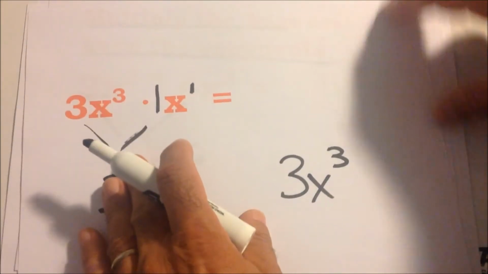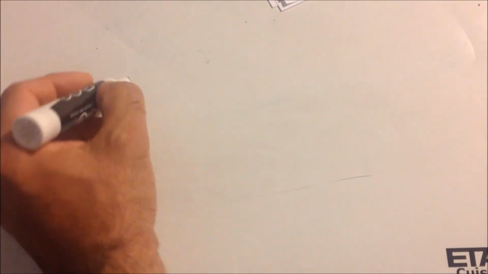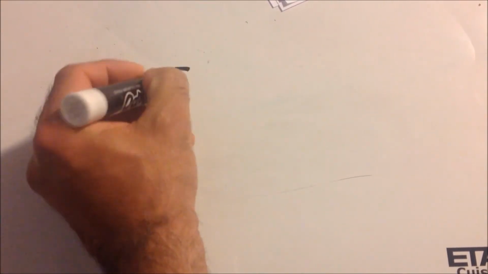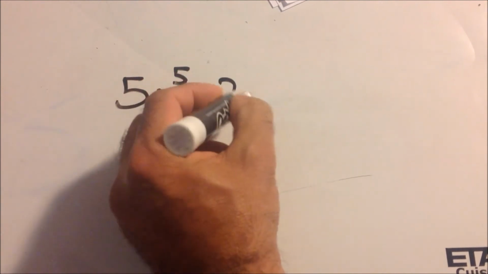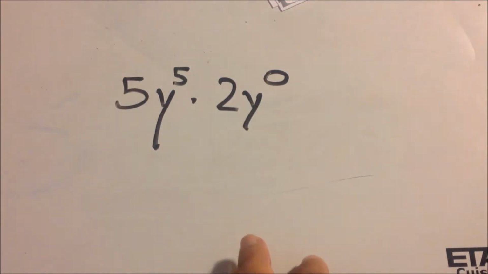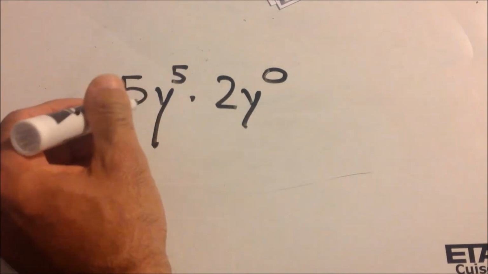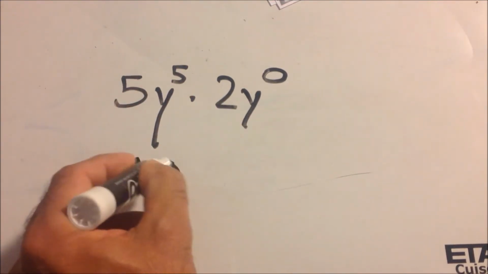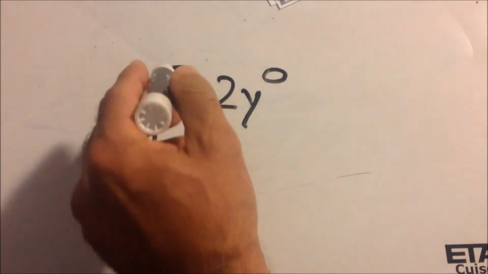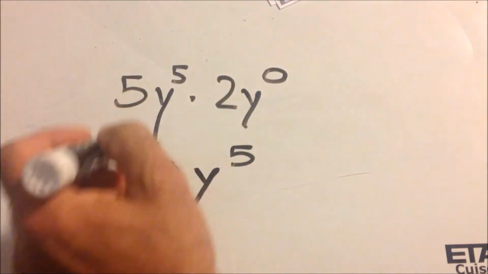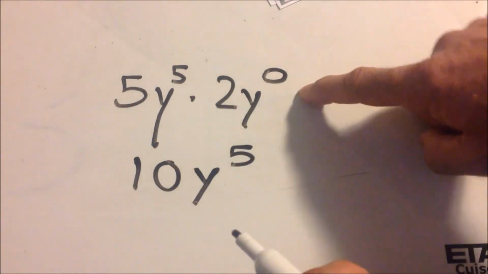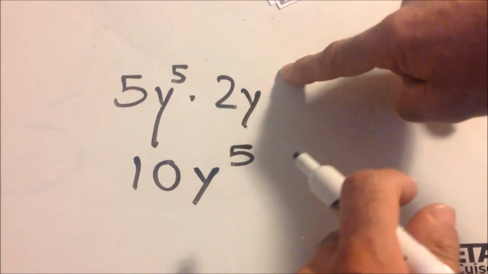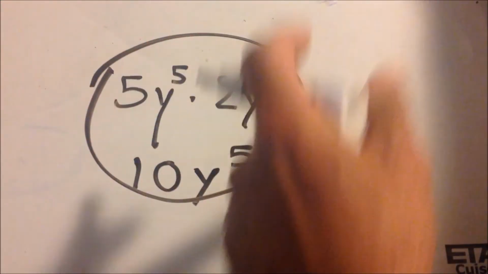Only if you saw something like this, an example here. If I had 5y to the 5th power times 2y to the 0 power, right? We'll keep the 5 times 2, we'll make that a 10. They have the same base y, and now it's just 5 because 5 plus 0 is 5. But if they don't have that 0 there, if there's no 0 there, then it's a 1. So keep that in mind. That's one trick that you might find.